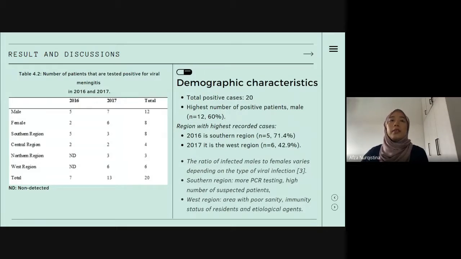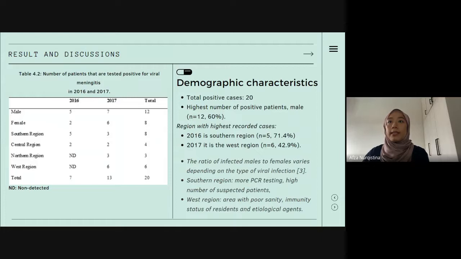And the total positive cases from 133 suspected patients are 20 people, and the gender with the highest positive cases are male. Meanwhile, the region with the highest recorded cases in 2016 is the southern region, while in 2017 it is the west region. According to Medscape, the ratio of infected males to females varies depending on the type of viral infection. For this result, it is clear that males recorded higher positive cases.